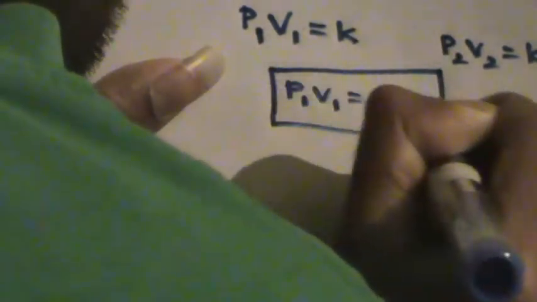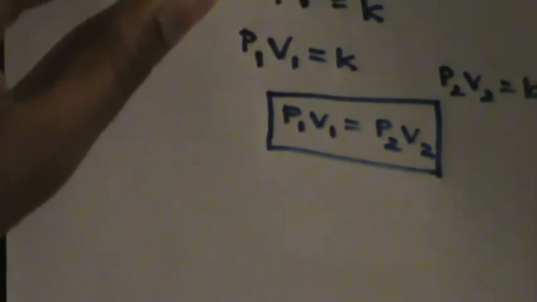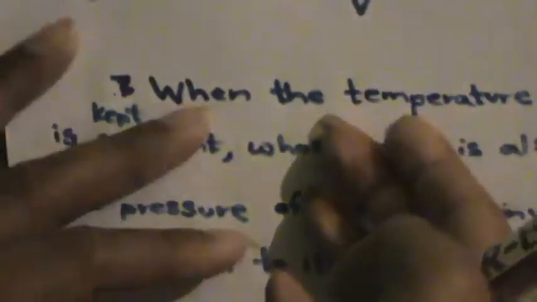So this is Boyle's law. This is the equation that we will be using when solving problems, because it's easier than deriving it from the basic concepts. To summarize, Boyle's law says when the temperature of a gas is kept constant, whose mass is also constant, the pressure of the gas is inversely proportional to its volume. So P1 V1 is equal to P2 V2. This is the definition of Boyle's law.